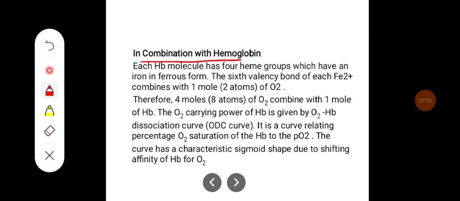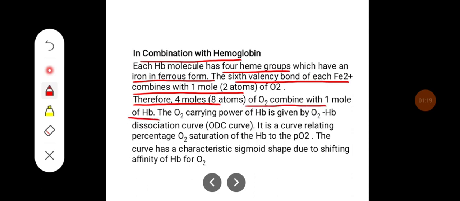In combination with hemoglobin, each hemoglobin molecule has 4 heme groups which can have iron in ferrous form. The sixth valency bond of each ferrous combines with 1 mole of O2, or 2 atoms of oxygen. Therefore, 4 moles, that is 8 atoms of oxygen, combine with 1 mole of hemoglobin.